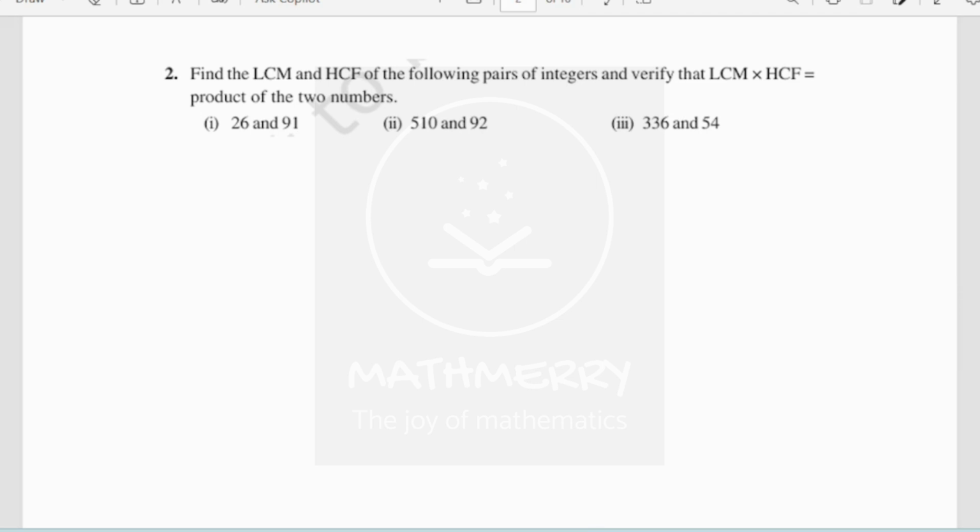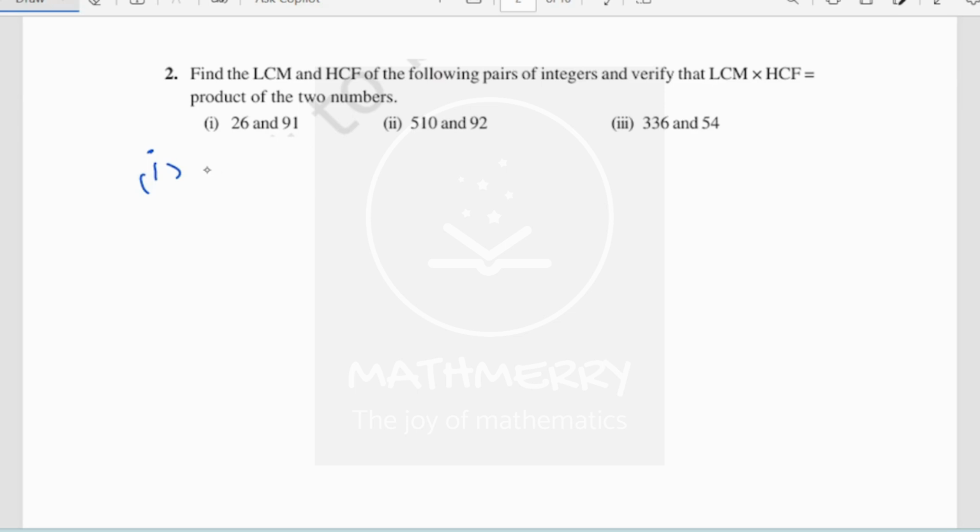So this is our second question. Here we have to find the LCM and HCF of the following pairs of integers and verify that LCM into HCF is equal to product of the two numbers. So first of all, the first question is about 26 and 91.